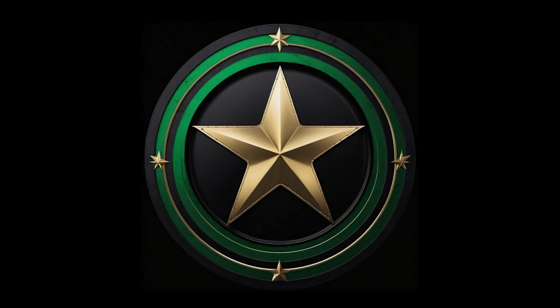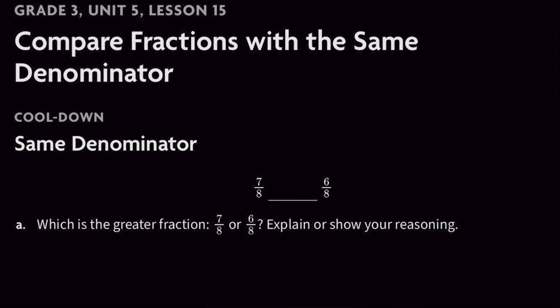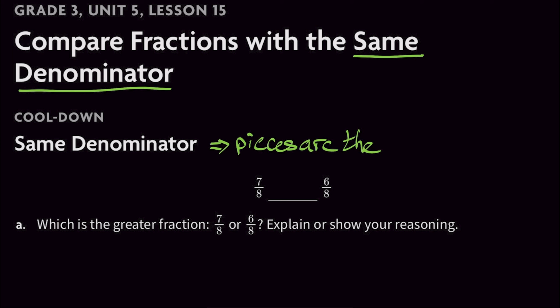So the next problem we're going to do asks us to compare fractions that have the same denominator. The denominator, of course, tells us about the size of the pieces because it lets us know how many equal pieces it's going to take to fill the whole. So if the denominator is the same, we know that the pieces are the same size. We're supposed to compare 7/8 and 6/8.